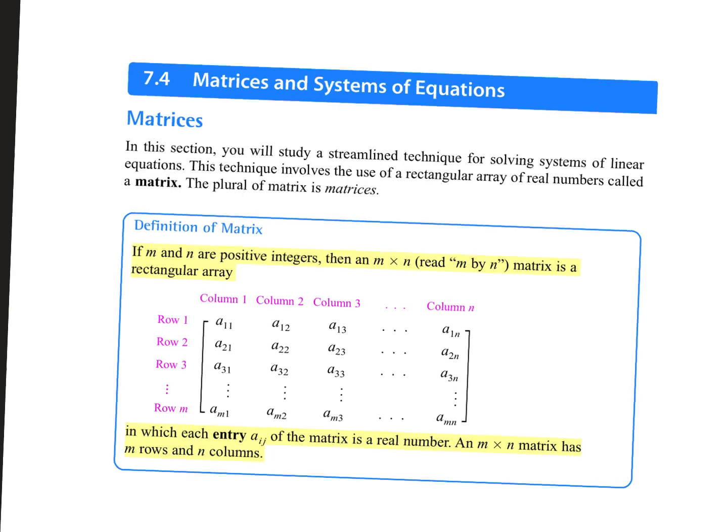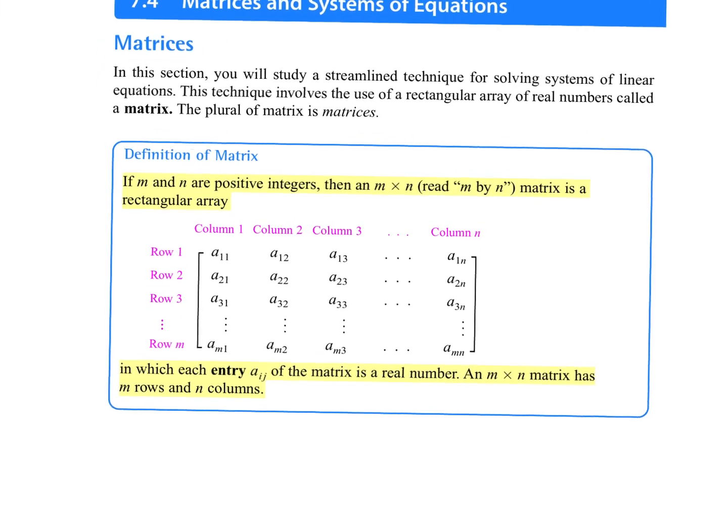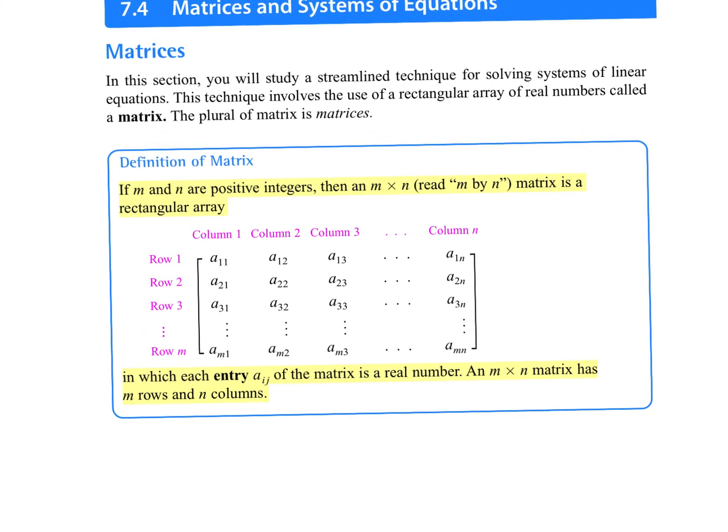The way a matrix is set up, m and n are positive integers, and it looks like m times n, but it's m by n. You're going to talk about the dimensions of a matrix, like a 3 by 3, a 4 by 2, or a 2 by 4.